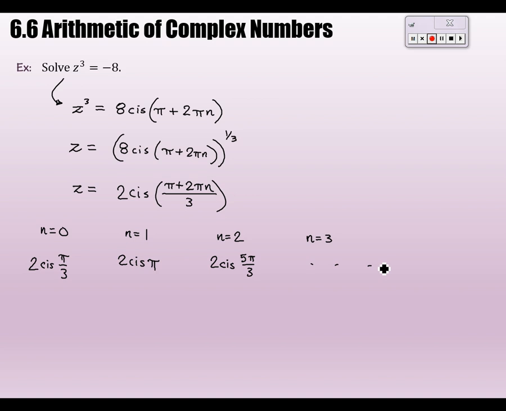Let's actually say what they are in rectangular form. This first one is 2 times, remember, cosine and sine of pi over 3 we need here, if we put them back in rectangular form. So pi over 3 is a cosine of a half and a sine of root 3 over 2, right, times i. So this first one in rectangular form is 1 plus root 3 times i. This one here is 2 times negative 1 plus 0 i, right? That's the cosine and the sine of pi, although you could just think about it, right? What is it?